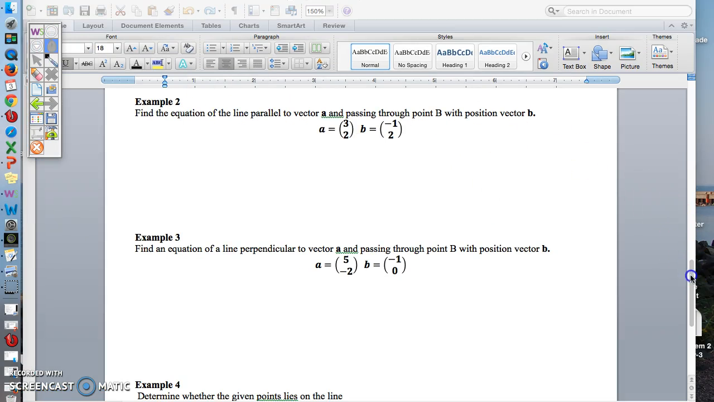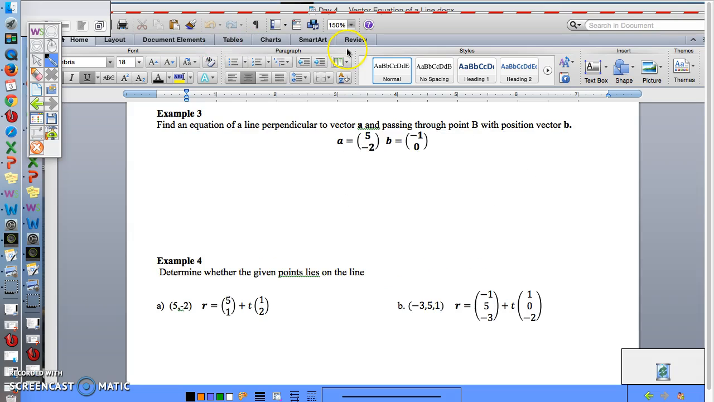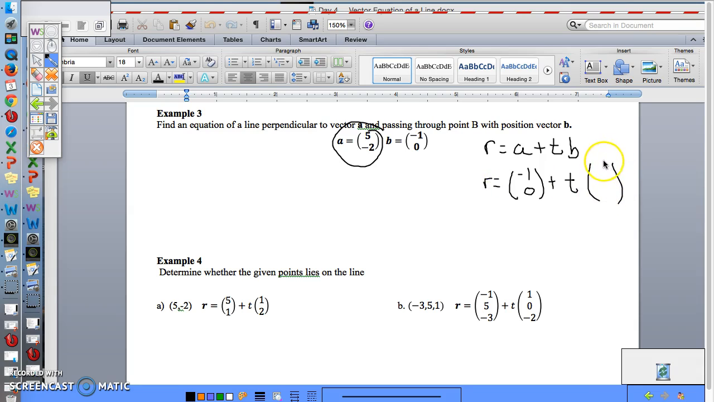Now the next two get a little bit more complicated. Not much, but just a little. We added another step for this one. We want it to be perpendicular to this vector, and this is our position vector. So in that equation, we have our position vector. We know that. But we have to figure out that perpendicular part right there.